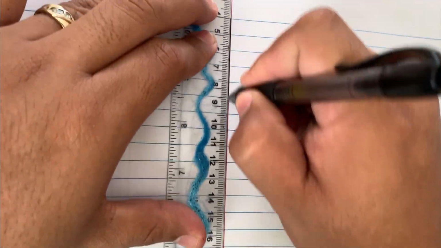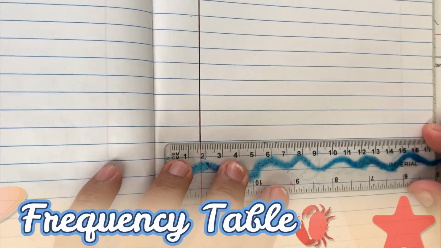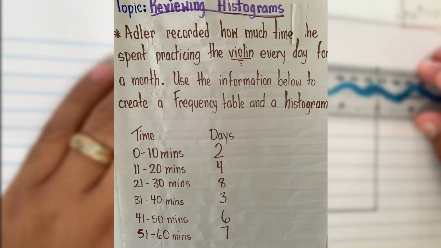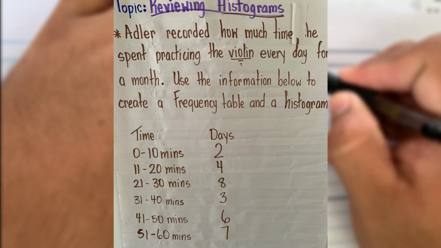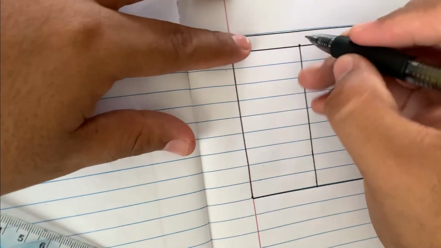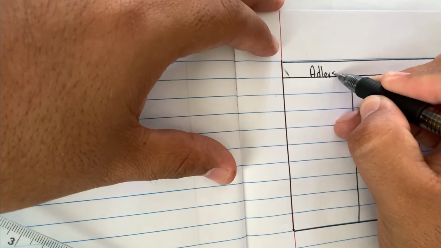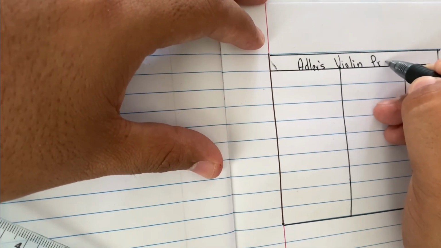Alright guys, so what we're going to do first of all is that we are going to do our frequency table. Here would be Adler's violin practice.